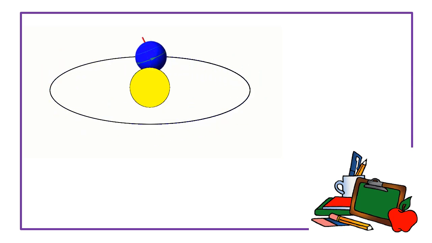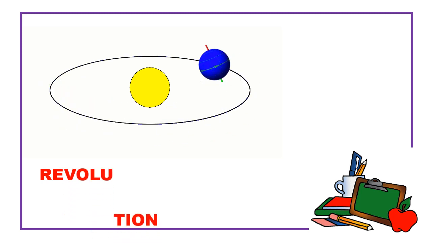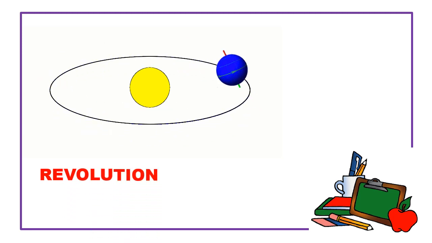My dearest students, presenting the Earth moving around the Sun. Awesome, isn't it? Now, while rotating, the Earth at the same time is moving around the Sun. Have a guess. What is the name of this movement? Did you say revolution or revolution?